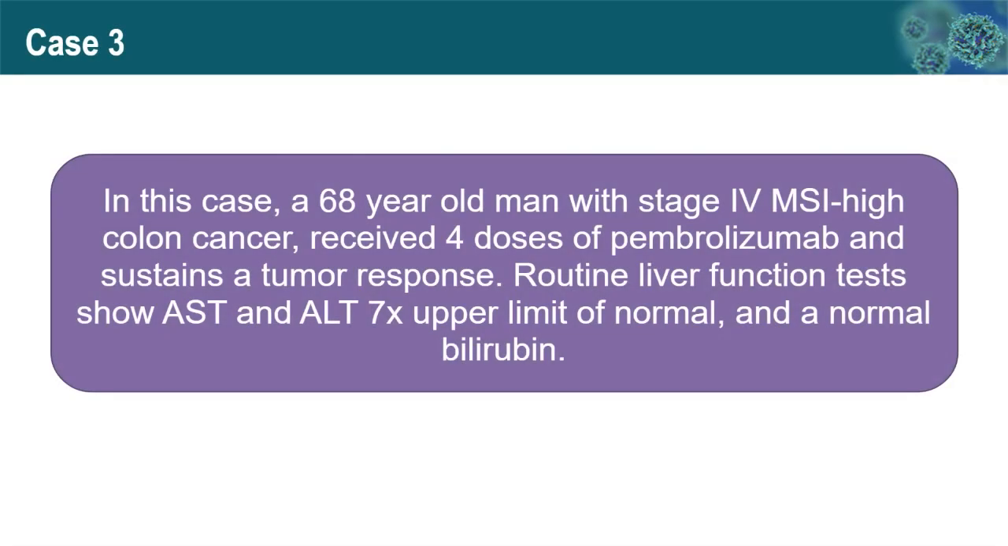This brings us to our next case. And this is a 68-year-old gentleman with stage 4 MSI high colon cancer who had received 4 doses of pembrolizumab and sustains a tumor response, but also incontinence. The patient unfortunately demonstrated an increase in liver function tests with an AST and ALT of 7 times the upper limit of normal and a normal bilirubin.